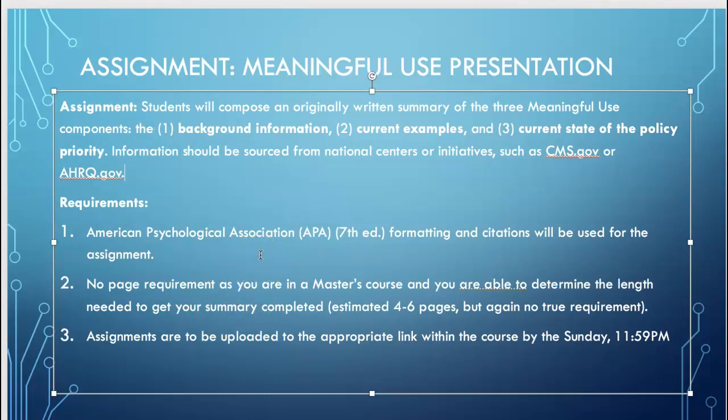You're in a master's course and you want to be able to determine the length you need to get your summary completed, an estimated 4 to 6 pages or 5 to 7, but there's really no true requirement, and no points will be deducted for going over a certain page amount or not having enough, as long as you're getting your points across and explaining those three components.